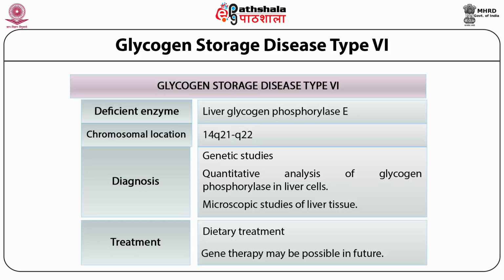Diagnosis includes genetic studies, quantitative analysis of glycogen phosphorylase in liver cells, and microscopic studies of liver tissues. Treatment includes dietary treatment; gene therapy may be possible in future.